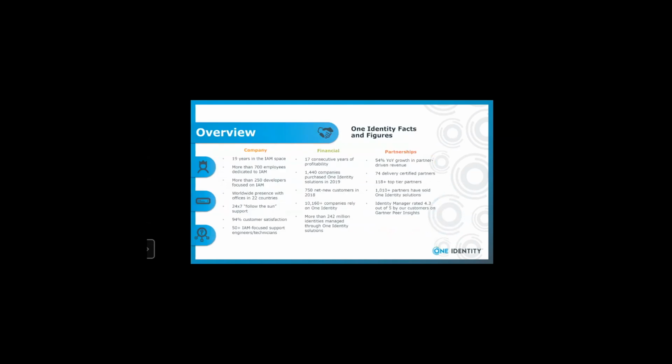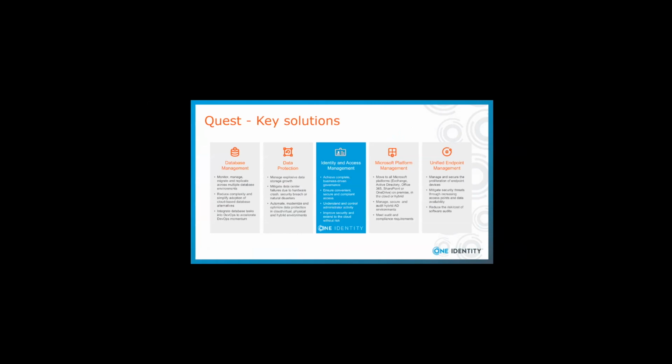So these are some facts and figures about One Identity. It has been in the business for about 19 years. We have hundreds of partners around the world and more than 10,000 customers. We manage almost 240 million identities. And of course, our customers are satisfied with our support and our product to a large extent. So as I said, One Identity is one business unit under Quest, and we have four other business units that are quite interesting for any of you to explore.